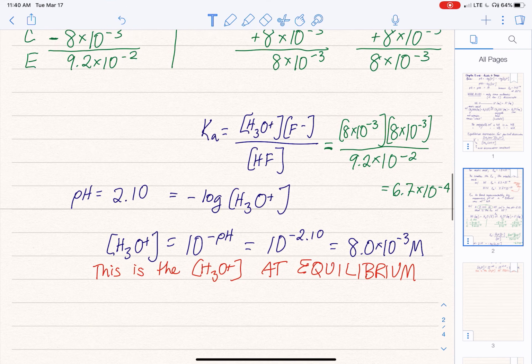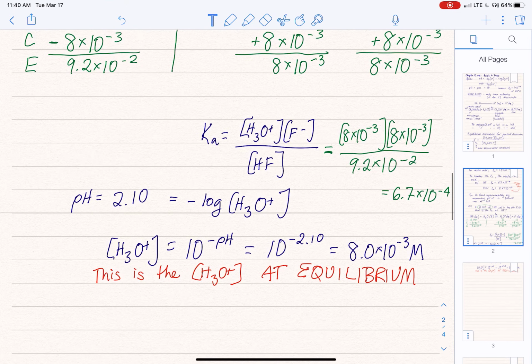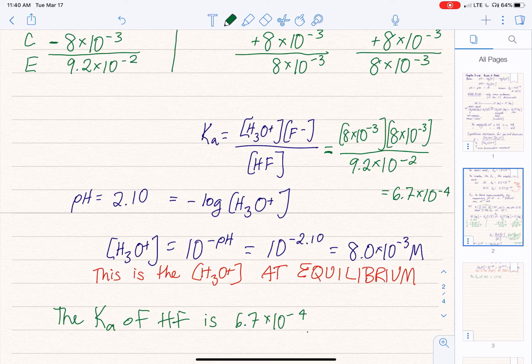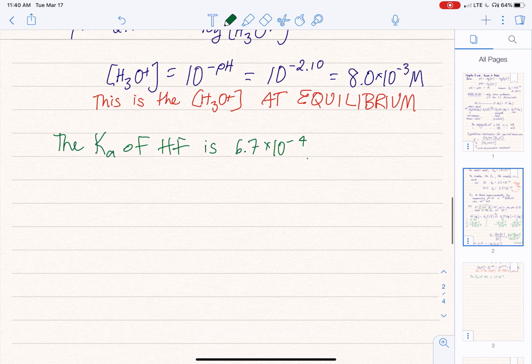So that enabled us to show that the Ka of HF at 25 degrees is 6.7 times 10 to the minus 4. It's unitless because it's an equilibrium constant. So I hope that makes sense to everybody. Let's think about what that means. So knowing Ka, we can determine a couple of other interesting attributes of the solution.